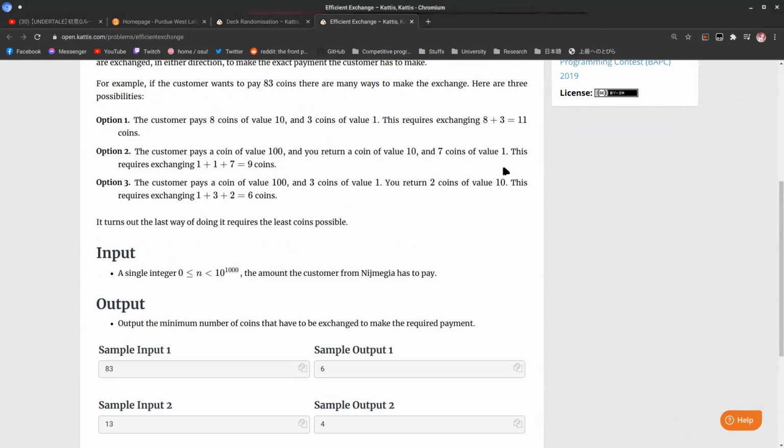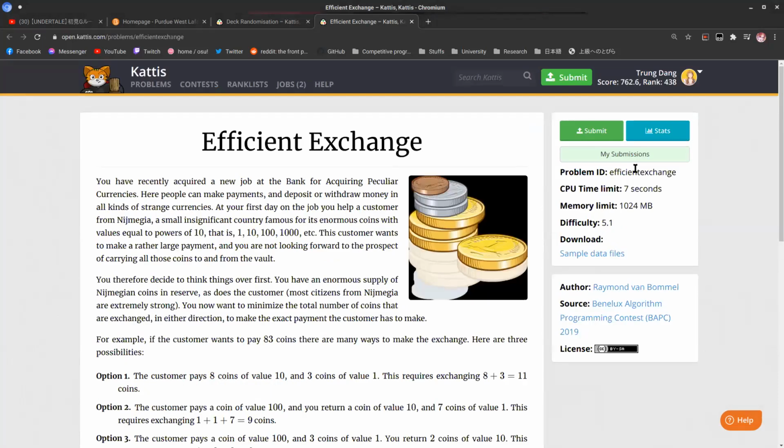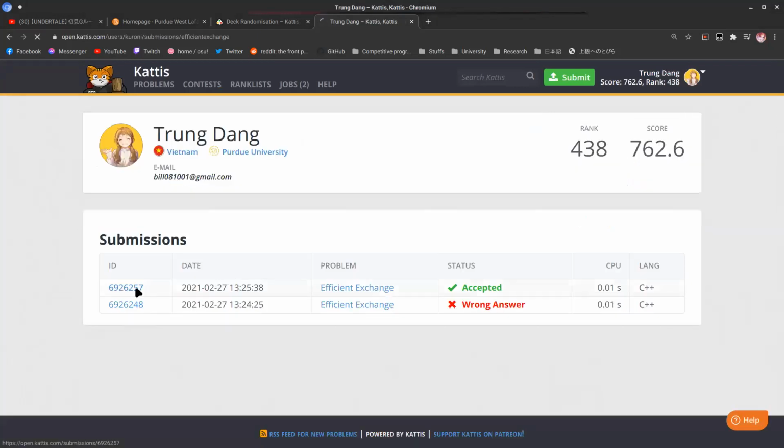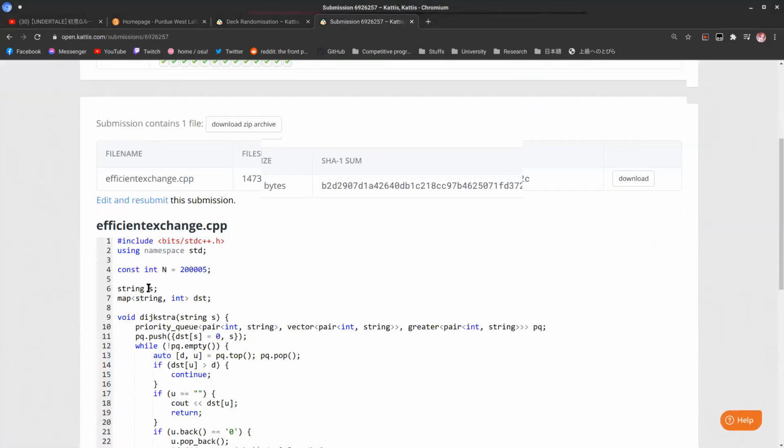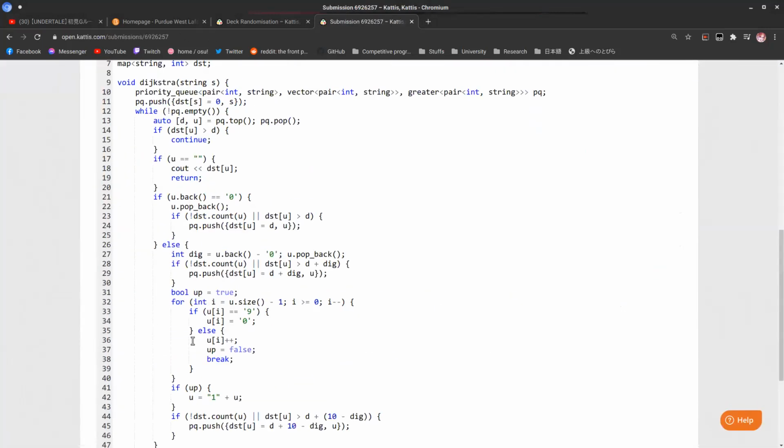So I just add normally, just like a normal addition. The time limit is also pretty big, so I just add normally. Yeah, this is the adding part.